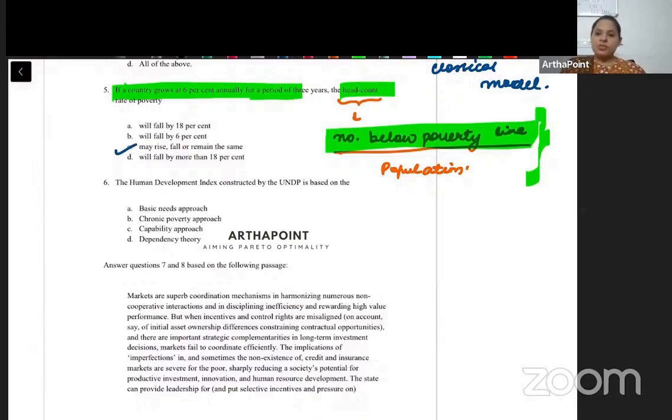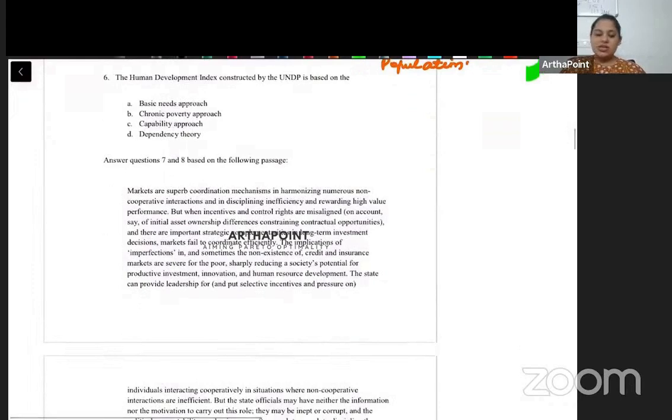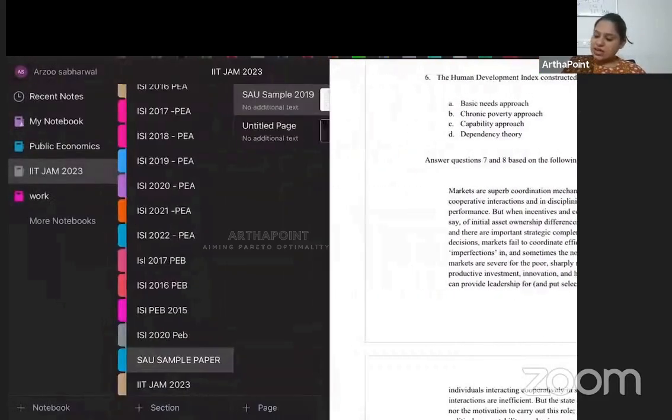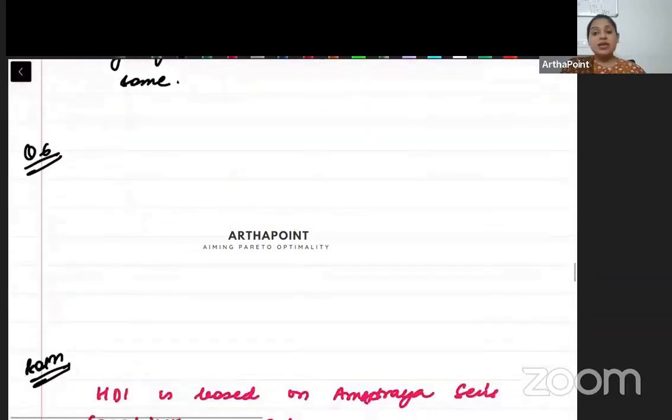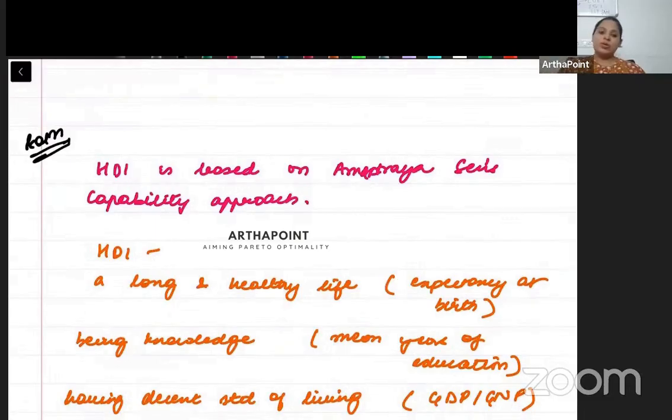Okay, come to question number 6. It says the Human Development Index constructed by UNDP is based on. This is excellent. There was this excellent reading in Delhi University, which was about Amartya Sen's capability approach. Amartya Sen, in his capability approach, what did he say? Look beta, capability means what I am capable of. So capability approach, it basically talked about what a person should have.